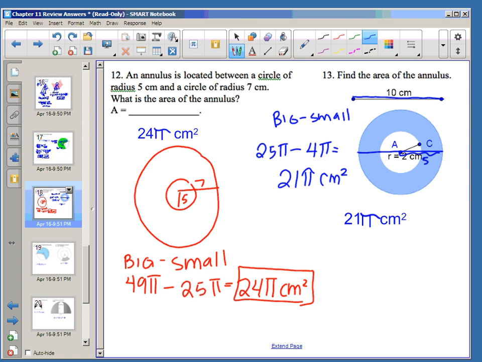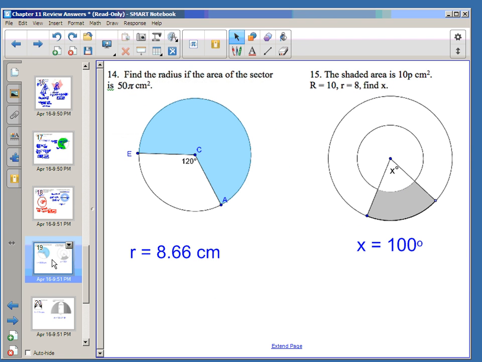And the reason you have to subtract them, it's like you're taking the area of the whole circle, but you're cutting out that little one because it's not shaded anymore. So you have to subtract the small one from the big one, excuse me. All right, moving on to some more circles.